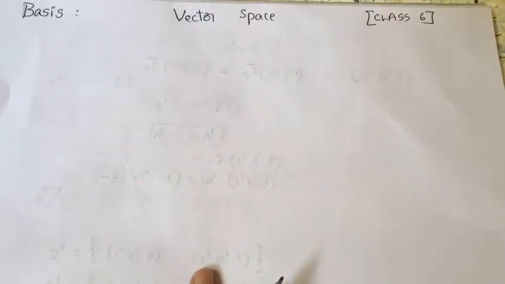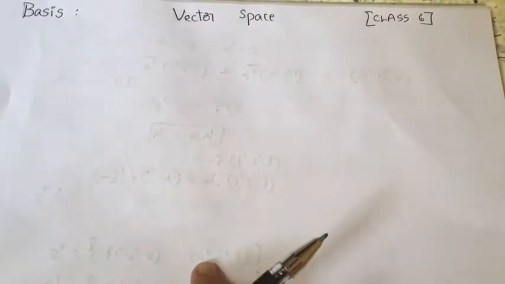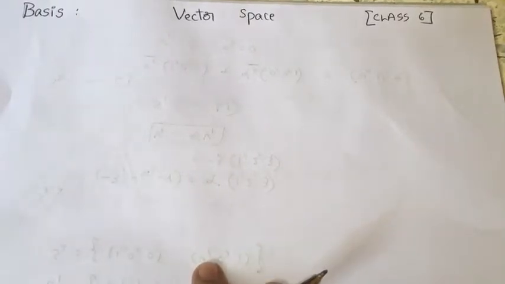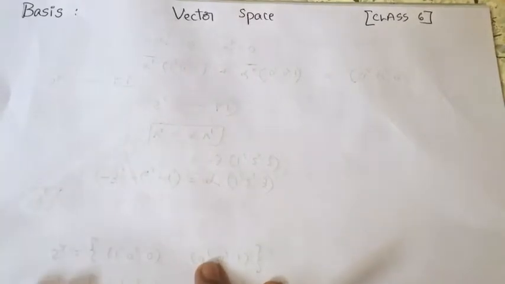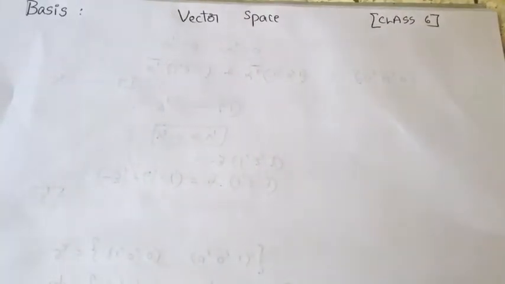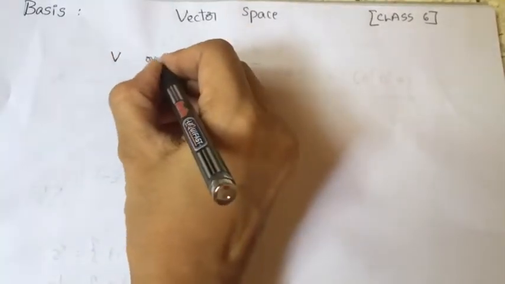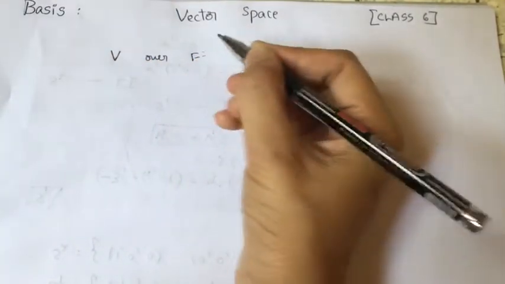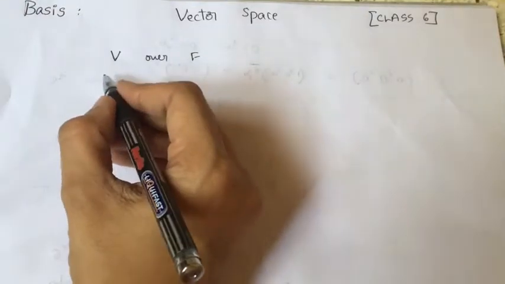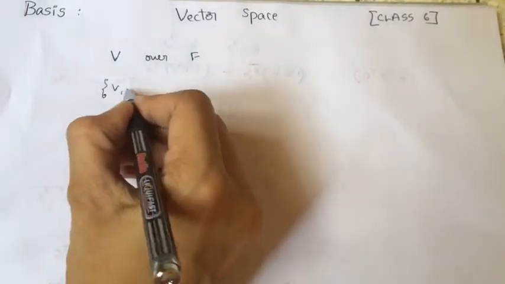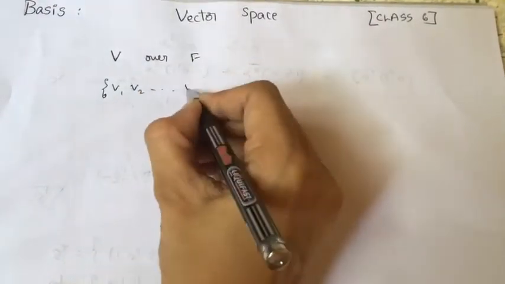Today's class, let us learn about basis of a vector space. What do you mean by basis of a vector space? Suppose I have a vector space V over the field F and I have a set of vectors, say v1, v2, like that, vn.